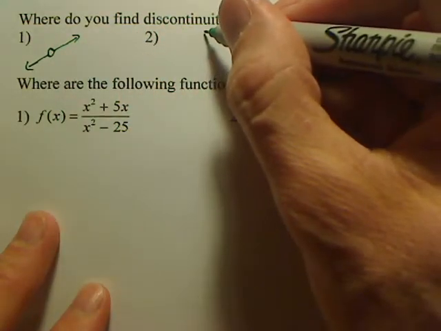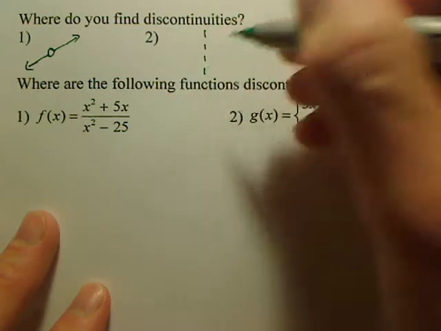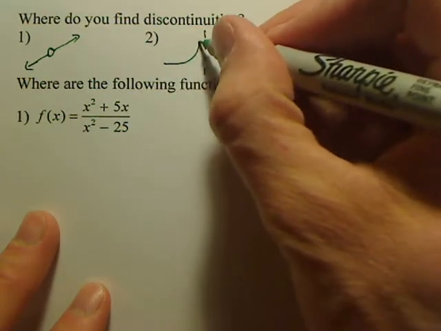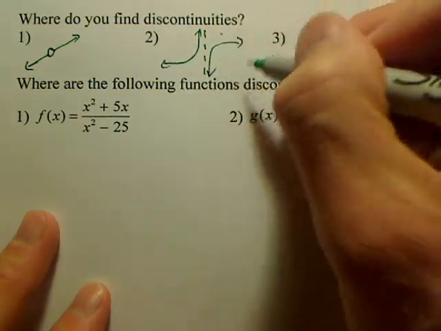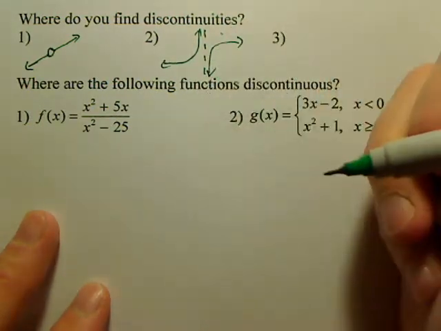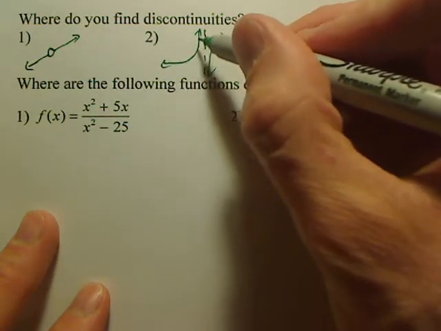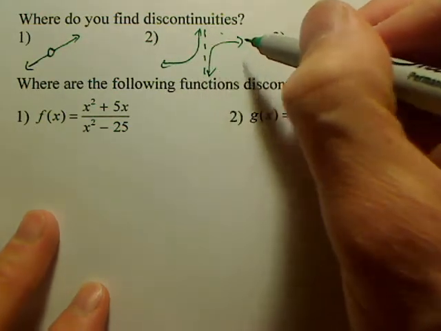Another example of a discontinuity, a common one, is a vertical asymptote. So say you have a graph that goes like that, and then maybe it goes like that. That vertical asymptote is a discontinuity because you have to basically pick up your pen and then start over again.